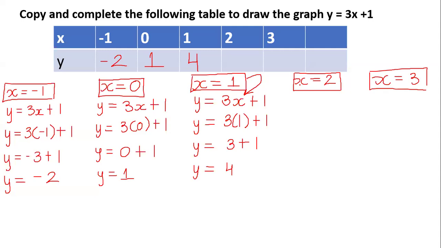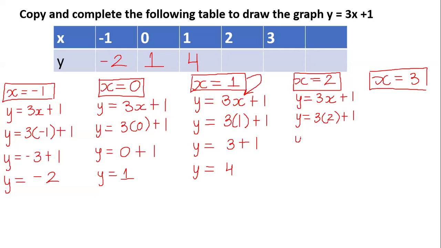So we have x is equal to 2. What are we going to do for this one? We're going to say y is equal to 3x plus 1. So instead of putting x, we're going to put 2, right? 3, open bracket, 2, close bracket, plus 1.